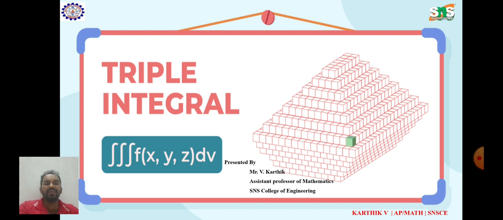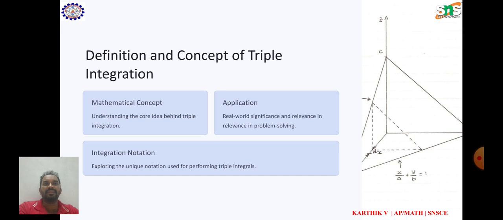In this lecture video, I will explain about triple integration. Definition and concept of triple integration. Triple integration is a mathematical operation that extends the concept of integration from one and two dimensions to three dimensions. In essence, it involves finding the accumulated effect of a function over a three-dimensional region in space. The basic idea is similar to single and double integration.